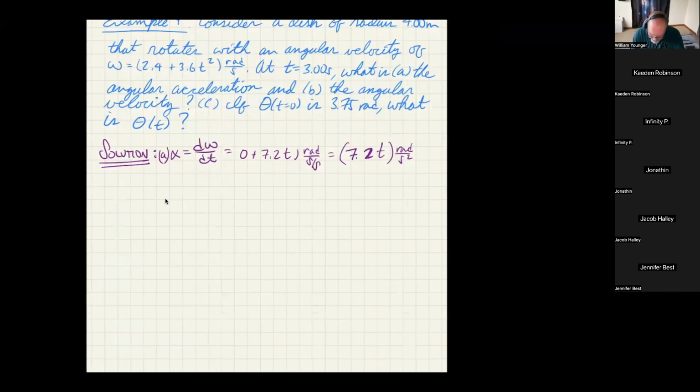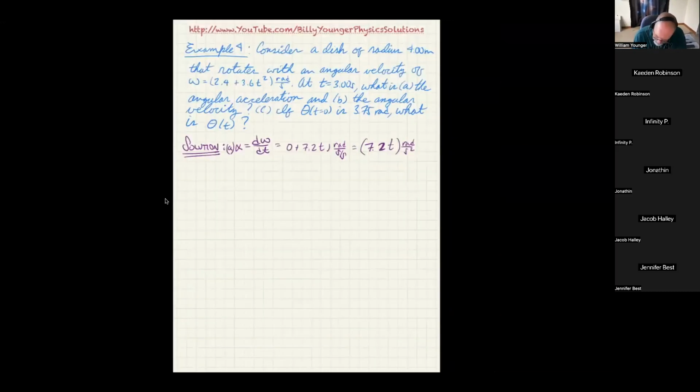So that looks pretty good. Now I can go ahead and figure out what alpha is at t equals 3.00 seconds. So if I quit erasing things, alpha of 3.00 seconds is equal to 7.2 radians per second squared times 3.00 seconds, which, 3 times 7 is 21, and 3 times 0.2 is 0.6.